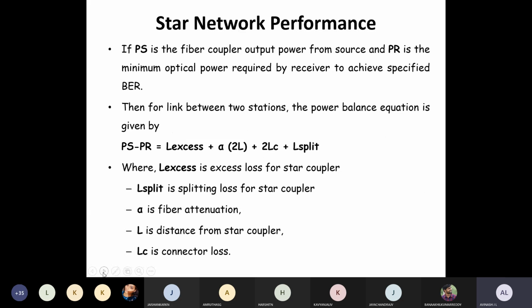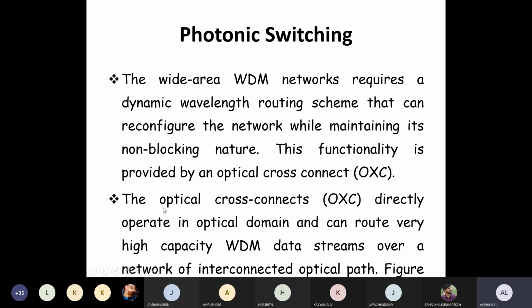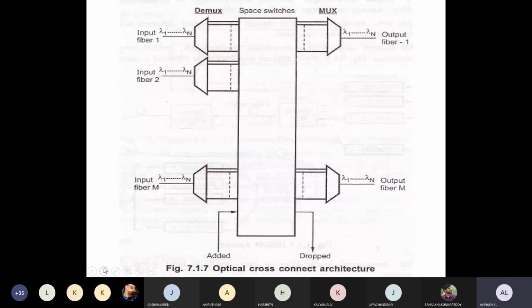So next, star network performance. When we are talking about the star network performance, what exactly happened? The comparative performance of linear bus and star network has been explained here. So here photonic switching. What do you mean by photonic switching? What is the definition of photonic switching? How is the action taking place? Optical cross connect architecture will be available.